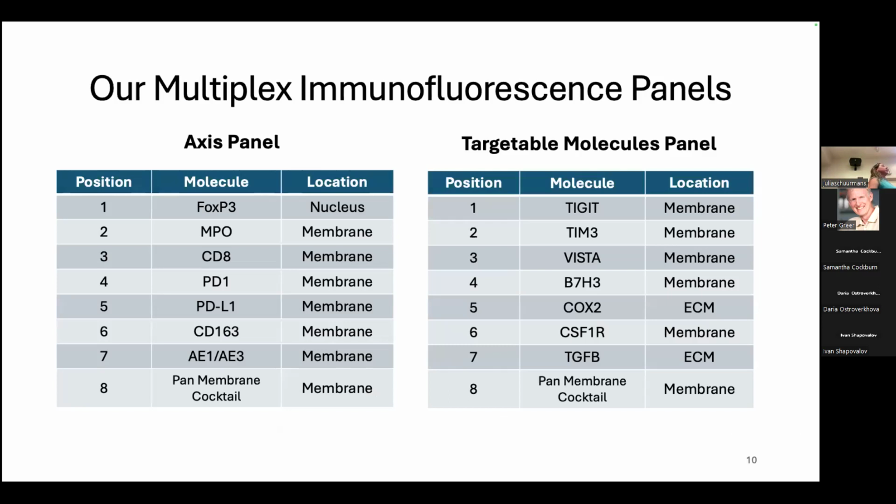So our lab is incredibly interested in understanding why this is the case. We have developed two multiplex immunofluorescent panels to address this. In our first panel, called the Axis panel, we have molecules that are known to be markers of response to immunotherapy. While in our second panel, our targetable molecules panel, we have markers that are currently in clinical development and suggest that they may provide a therapeutic benefit to the patient when drugged.